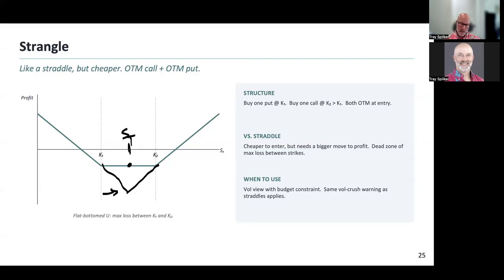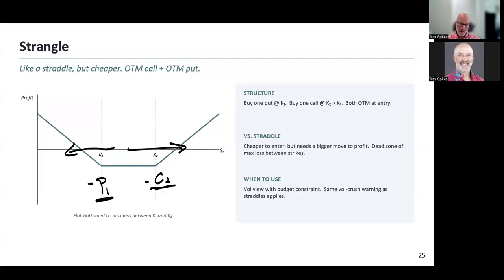So that's kind of the main idea behind that. So how do we do this strategy? Pretty straightforward. You buy one put at K1, right? So you pay P1, and you buy one call at K2, which of course costs us C2. So it's cheaper to enter because we're buying a call with a higher strike price and we're buying a put with a lower strike price. So it's cheaper to enter versus a straddle, but it does need more volatility, meaning the stock has to move much more to become profitable.